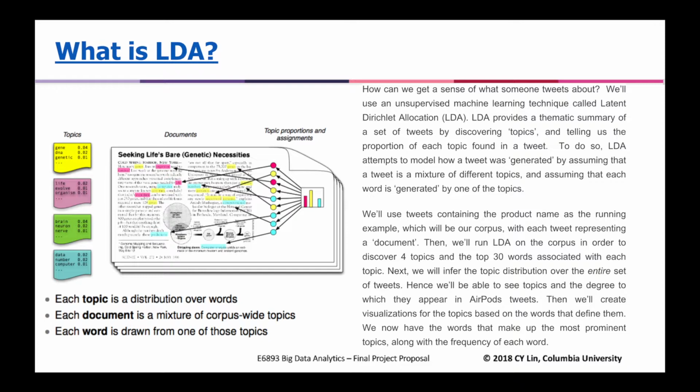So how can we get a sense of what someone tweets about? We will use an unsupervised machine learning technique called LDA. LDA provides a schematic summary of a set of tweets by discovering topics and telling us the proportion of each topic found in a tweet. To do so, LDA attempts to model how a tweet was generated by assuming that the tweet is a mixture of different topics and assuming that each word is generated by one of the topics.